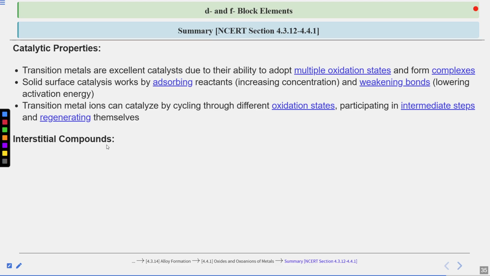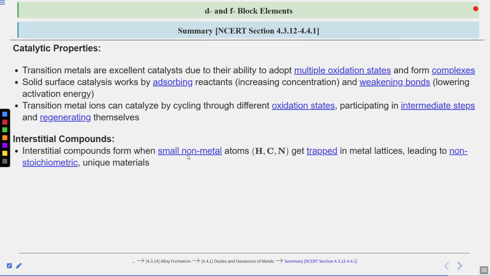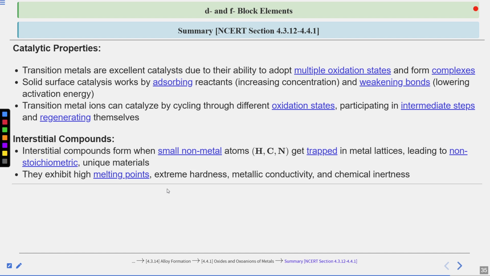Interstitial compounds was the second topic we covered, where we saw that they form when small non-metal atoms like hydrogen, carbon, or nitrogen get trapped in the vacant sites of the metal lattices of transition metals and their compounds, leading to non-stoichiometric and unique materials. They exhibit high melting points, extreme hardness, metallic conductivity, and chemical inertness also.